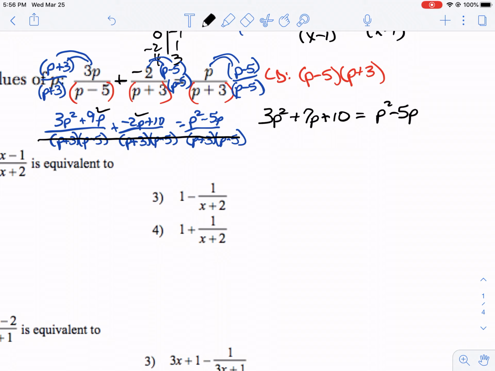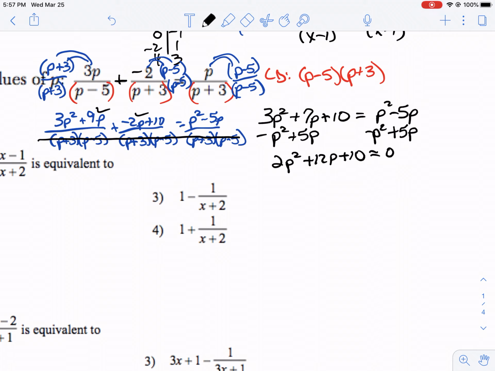This is a quadratic equation. You know several ways to solve a quadratic. Unless you're completing the square, which I don't recommend, you want it set equal to 0. So I'm going to move everything to the left side. That's going to give me 2p squared plus 12p plus 10 equals 0.